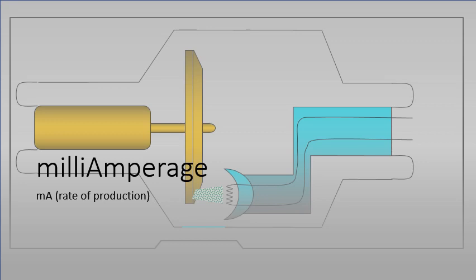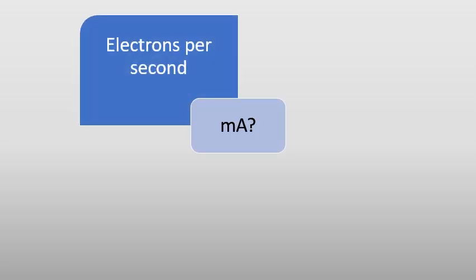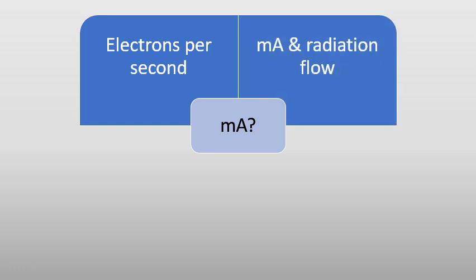To begin, let's discuss milliamperage, or as it's better known, mA. mA is short for milliampere, an electrical measure that indicates the electron flow in a circuit. In the X-ray tube, mA measures the number of electrons flowing from the cathode to the anode per second. Furthermore, mA indicates the rate of radiation flowing out of the tube on a per second basis.